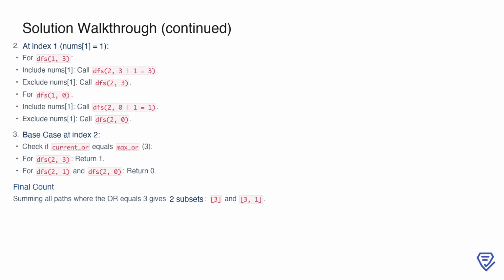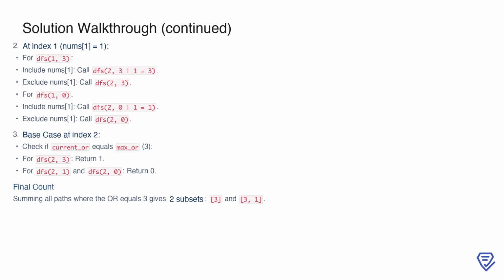At index 1, the value is 1. Again, we have two choices. If we are in the case where the OR is already 3, from including 3 earlier, we can include 1, which results in 3 OR 1, but this remains 3. Alternatively, we can exclude 1, and the OR stays 3. On the other hand, if the OR was 0, from excluding 3 earlier, including 1 results in 0 OR 1, which gives 1. Excluding 1 keeps the OR at 0.